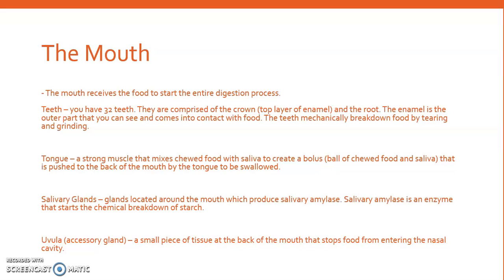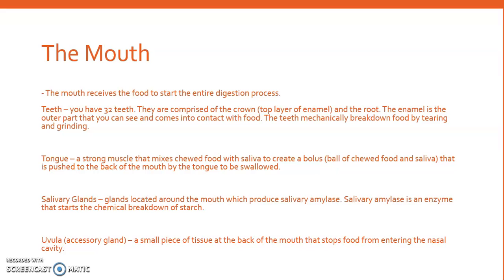You don't just swallow an entire apple at once. You take a bite of the apple. Your teeth really tear it, really break it down into kind of a mush, so that you can swallow it easier. The tongue is a very strong muscle that mixes chewed food with saliva to create a bolus. So the bolus is a ball of chewed food and saliva. The tongue then pushes that bolus to the back of the mouth, and it is swallowed.